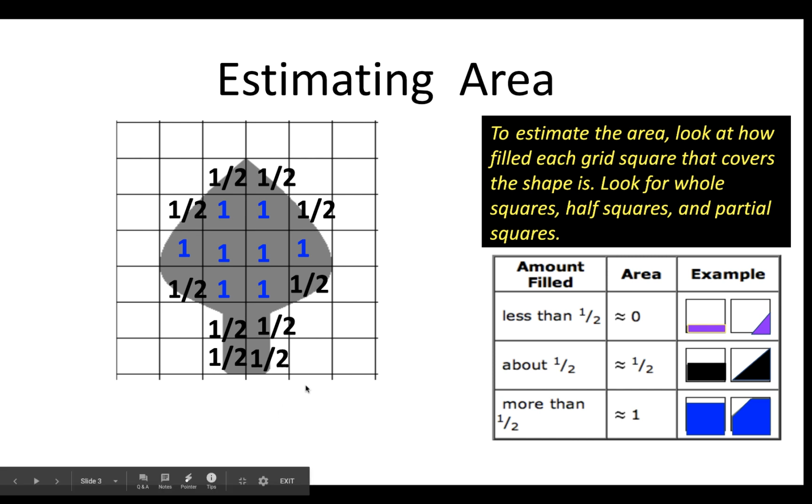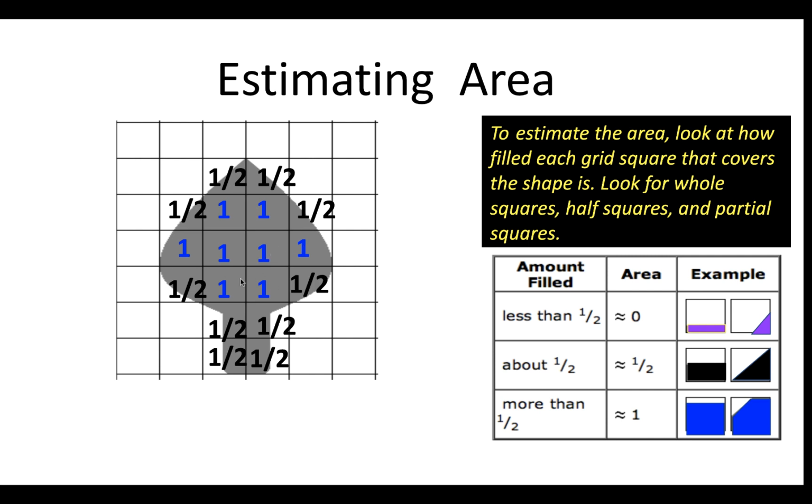So now what we need to do to estimate the area is we just have to add all of our individual grid square areas up. So remember, 2 halves make a whole. So we have a half and a half, that's 1. A half and a half, that's 2. 3, 4, 5, 6, 7, 8. A half and a half, that's 9. 10, 11. Half and a half would be 1 more, 12. Half and a half would be 1 more, 13.